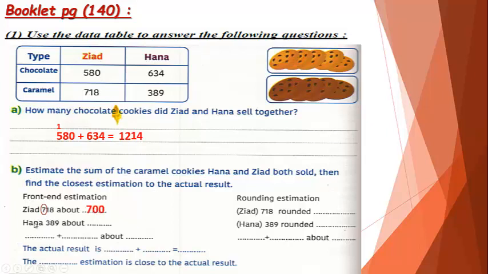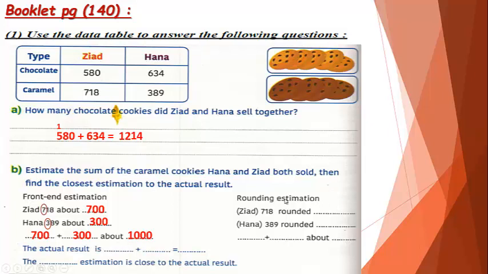Okay, and Hannah, 389. Where's the highest value? It's the 3. So I'm going to circle the 3 and write it as it is. It's just 300. Okay, and then add the 700 plus the 300. 700 plus 300 equals 1,000. So the first estimated sum is about 1,000. Okay, this is the first way. What about the second way?